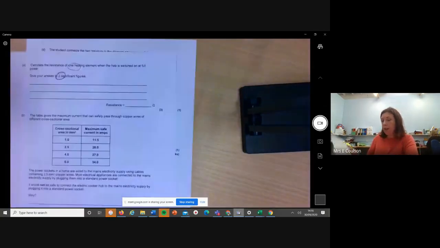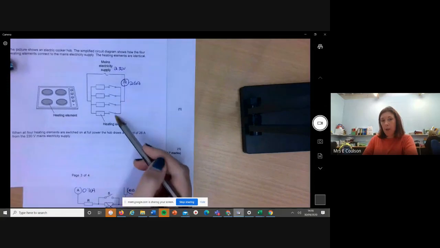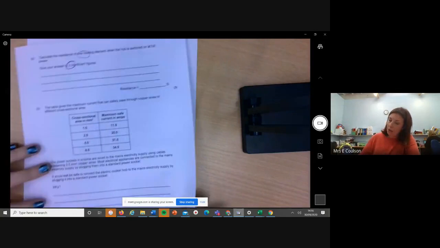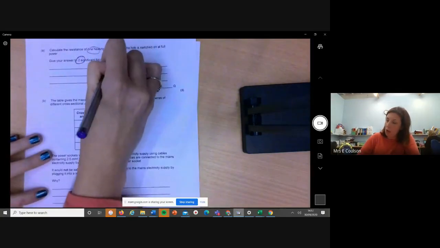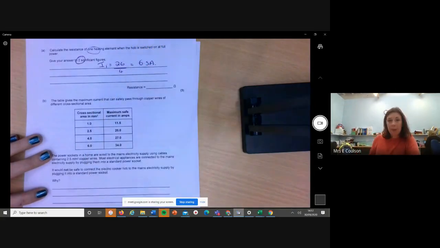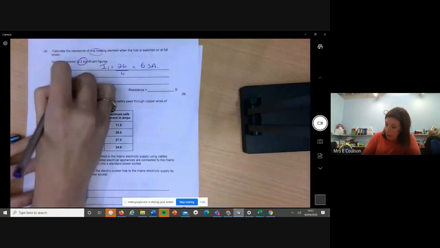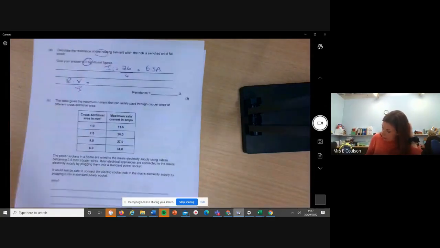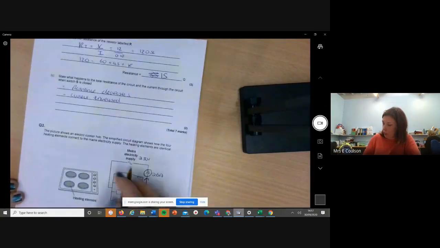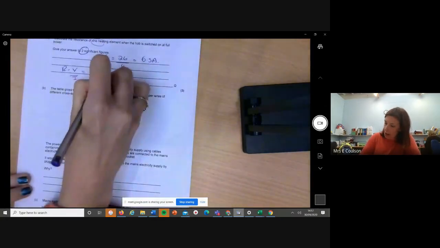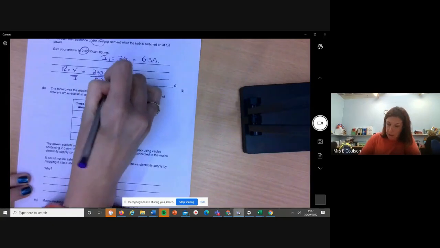Now there are 4 branches here. 1, 2, 3, 4, and we know that when all 4 add together, they make 26 amps. So to find the current in one, all you do is 26 divided by 4, which is 6.5 amps. We then want to find the resistance across one, so we're going to do R is V over I, and because it's a parallel circuit, each resistor will get the same voltage as the supply, so 230 volts. So it's 230 over 6.5 will give us the resistance.